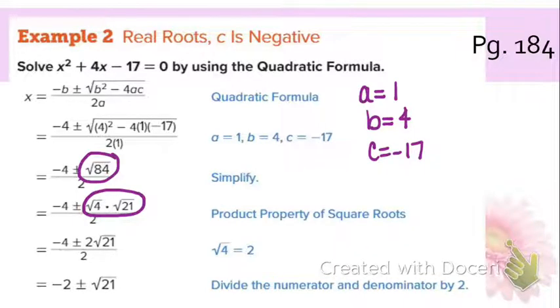So the square root of 4 is 2, so that becomes 2. The 21 has to stay. This would be my final answer. I would accept this for full credit when you take your test next week.